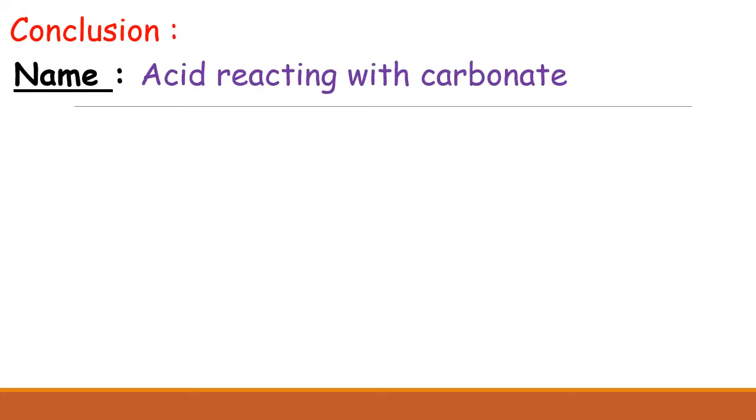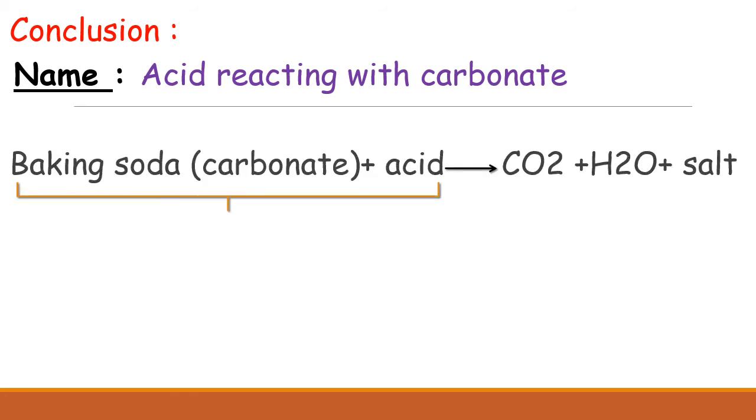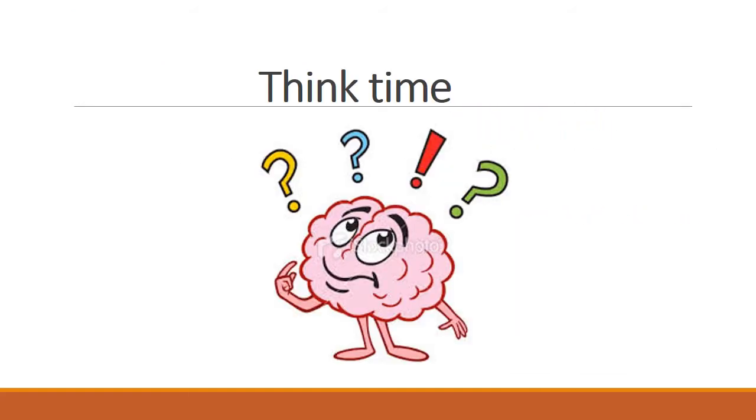Conclusion. So the name of this reaction is acid reacting with carbonate. The acid is the vinegar, the carbonate is the baking soda. So baking soda, which is the carbonate, plus acid are the reactants. Carbon dioxide, water and salt are the products. Think.